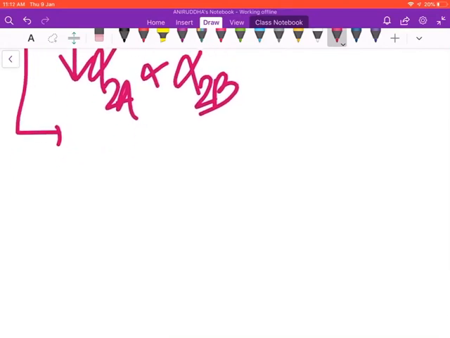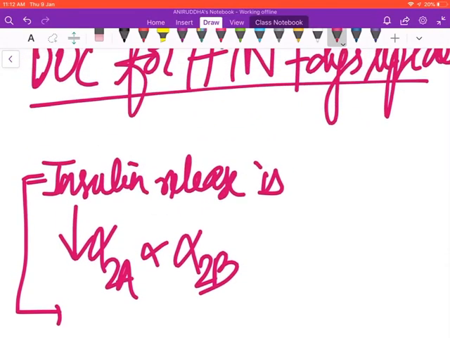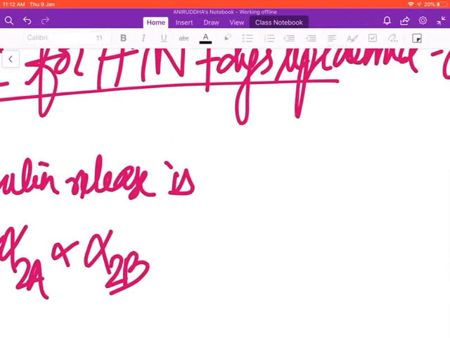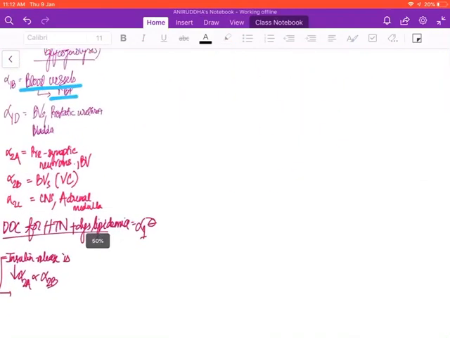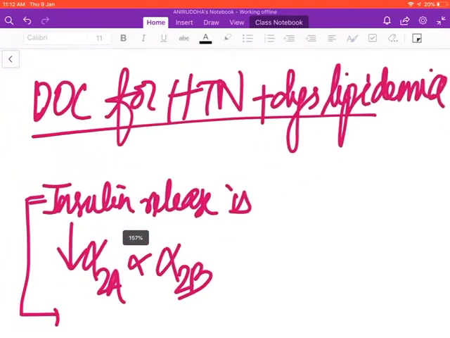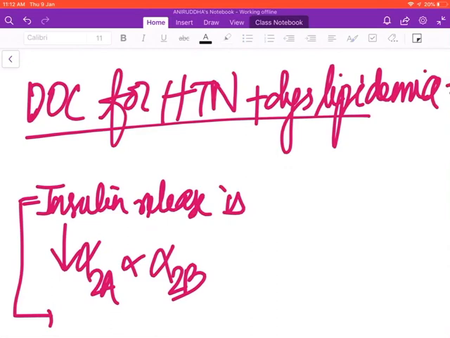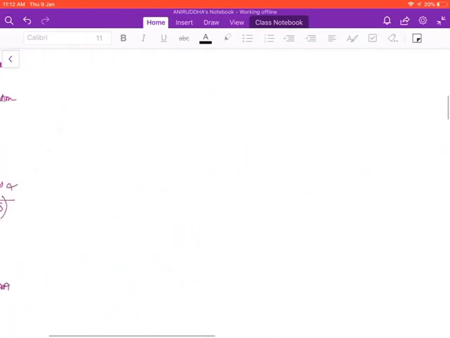Now let's move on to the beta receptors. Okay, I hope it's clear till now. Again, I'll just try to clear this point. Why did I say that alpha 1 blockers are used and insulin release is decreased by alpha 2A and alpha 2B? This is because the theory is that the alpha 1 blockade will lead to overstimulation of these alpha 2A and alpha 2B.